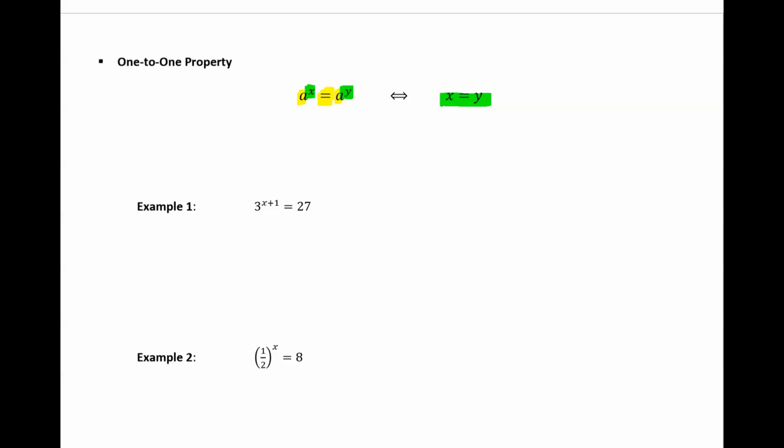And so I just want to emphasize here that this is a matter of when you have the same base, which this a and this a, that means that is the base when I'm referring to that. These x's and y's, those are your exponents. And so let me show you how that's going to work out. I have 3 to the x plus 1 equal to 27. In order to solve this, I've got to somehow pull that x out of the exponent.